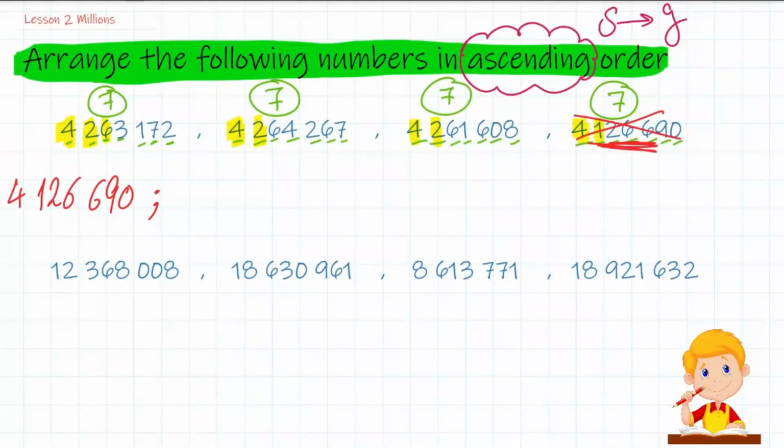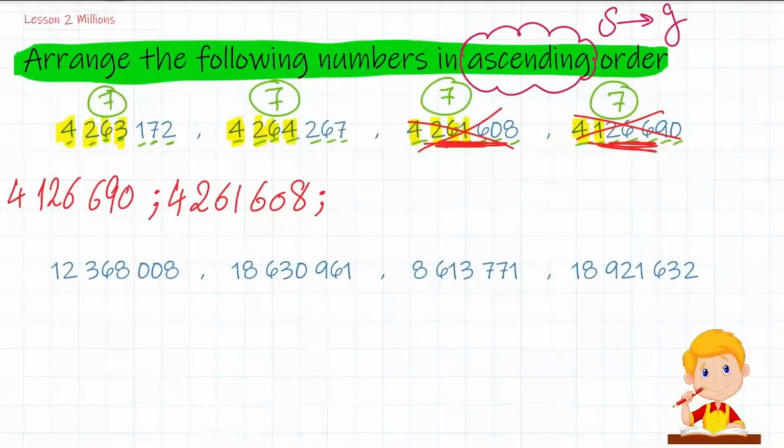We have here 6 and we have here 6. We have here 6. They are all equal. Let's move to the next digit. We have here 3. We have here 4. We have here 1. Of course, 1 is smaller than 4 and smaller than 3. So this number is the smallest number. Let's write this number here, 4,261,608. Okay, let's cancel it out.